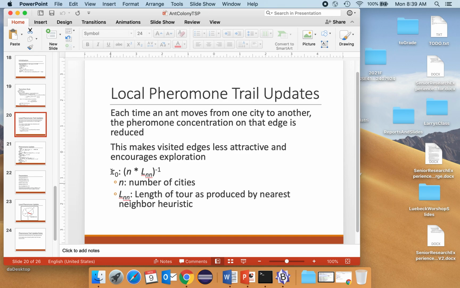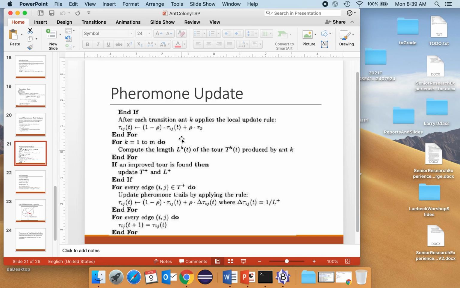So here's how we calculate the initial pheromone value, and we will also use it here in a moment. The idea is, after a transition from I to J, we apply this pheromone update rule. So we do it right now. We don't wait until the ant is done. Again, we keep most of the pheromone value, but we decay it by a little bit. The removing is done over here, and we just add back that small amount.